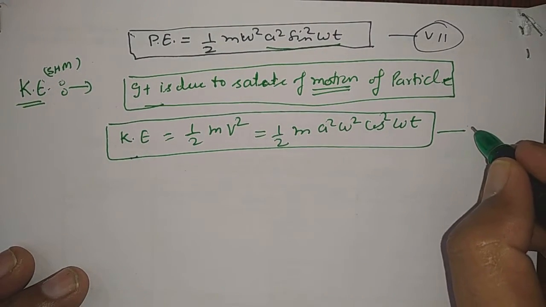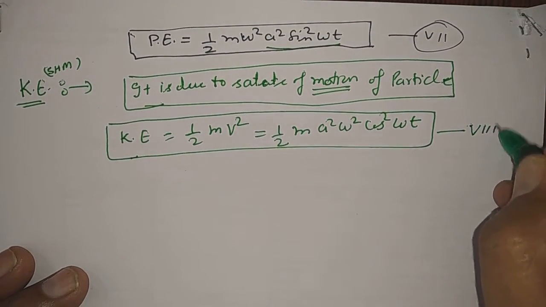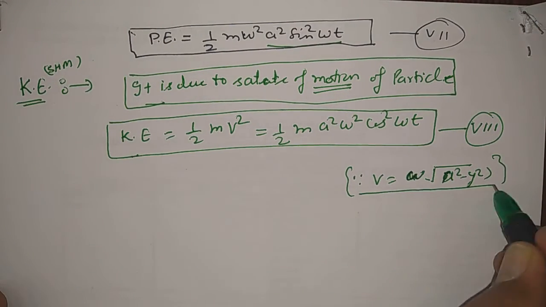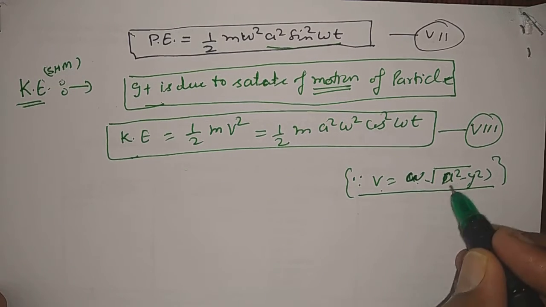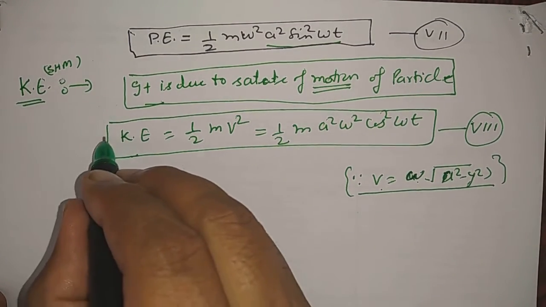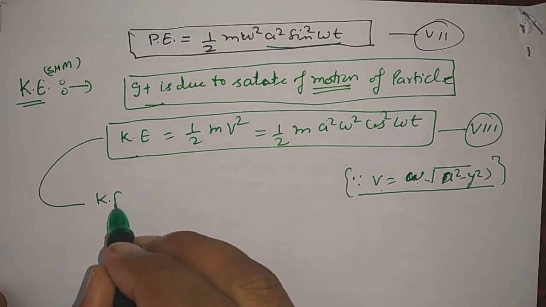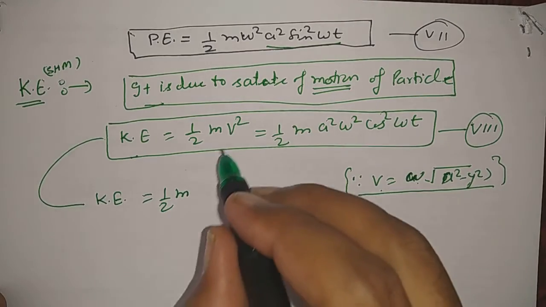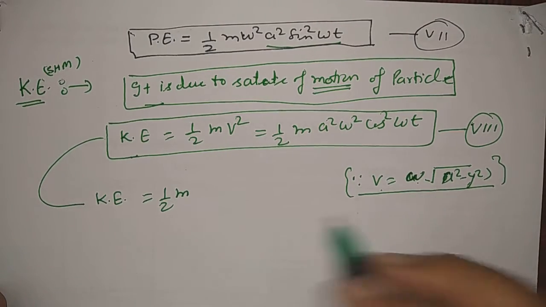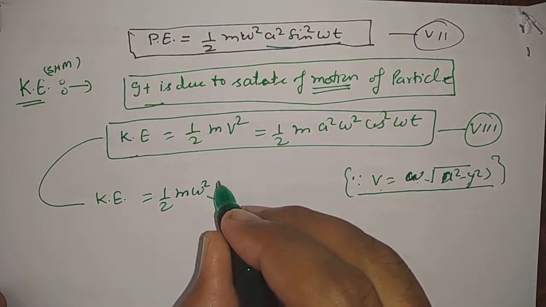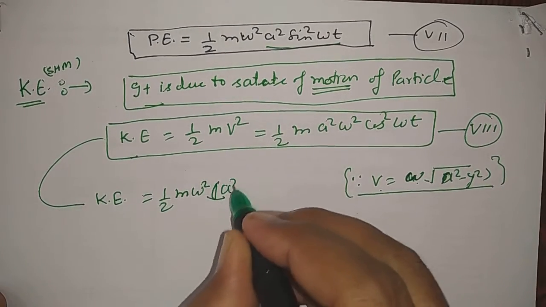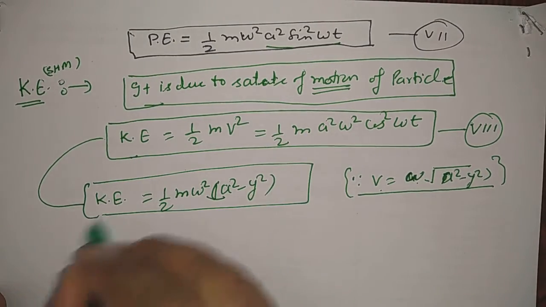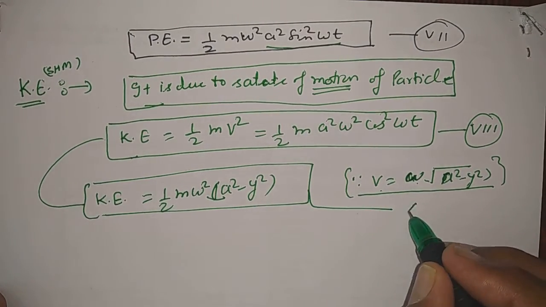It is given by equation number 8. Since velocity can also be written in this form, v is equal to omega under root a square minus y square, then kinetic energy can also be written as half m omega square into (a square minus y square). It is equation number 9.